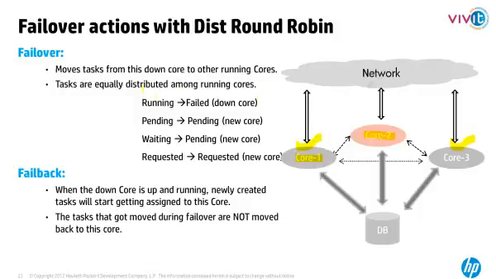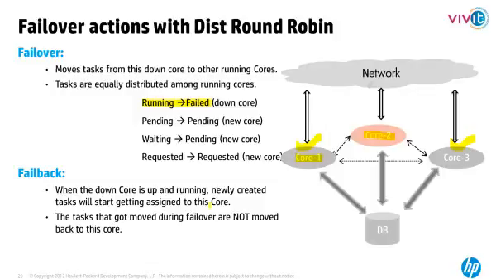And what would be the task states? They'll move running to failed. Again, we don't want to move the running task to other cores. And pending to pending, waiting to pending, requested to requested. It's the same as the previous one.